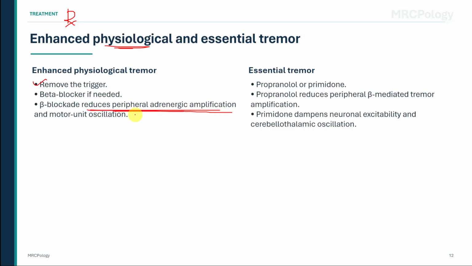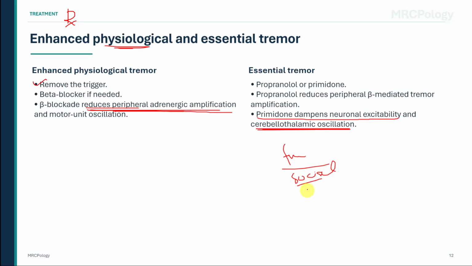For essential tremor, first-line drug options include propranolol and primidone. Propranolol reduces beta adrenergic amplification of the tremor. Primidone reduces neuronal excitability and dampens oscillation within motor networks. Treatment is generally considered when the tremor causes functional or social impairment. Contraindications and adverse effects must be considered before prescribing.